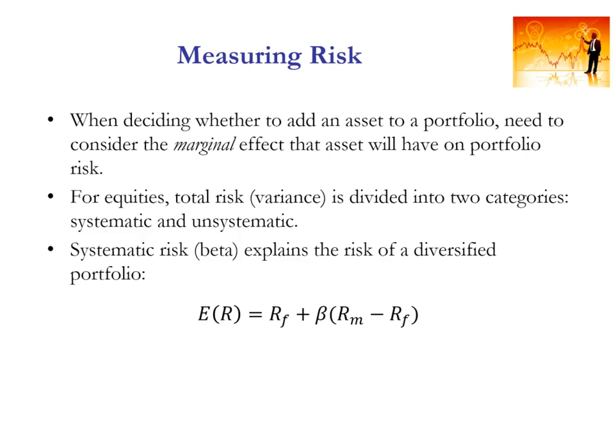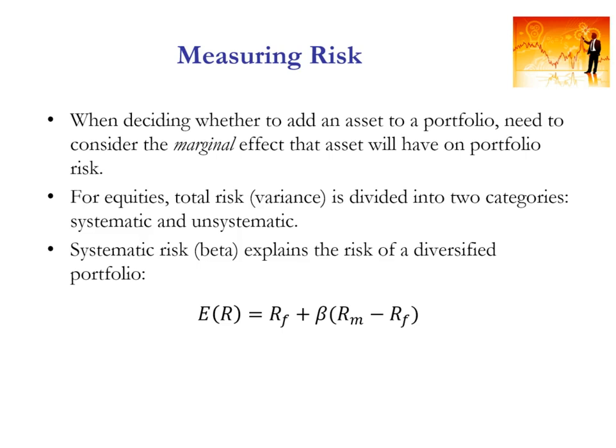And that's where the idea of systematic risk, or beta, comes in. Because we know that the risk of an asset is comprised into two categories, systematic and unsystematic risk. So unsystematic risk is the firm-specific risk, the risk only associated with that particular asset. And that dimension of risk is actually eliminated through diversification.